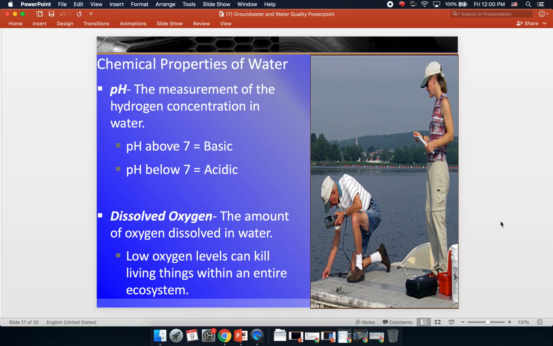Dissolved oxygen is another property of water. There needs to be enough oxygen dissolved in the water. Low oxygen levels can kill the living things in the water. A lot of times, we think about aquatic species, and because they're underwater, we don't think that they breathe, but they actually do breathe. They breathe the oxygen that's dissolved in the water. They absorb it through their gills. So they do breathe. It's just a lot different than how we and other animals that live above water breathe, but aquatic species still breathe.